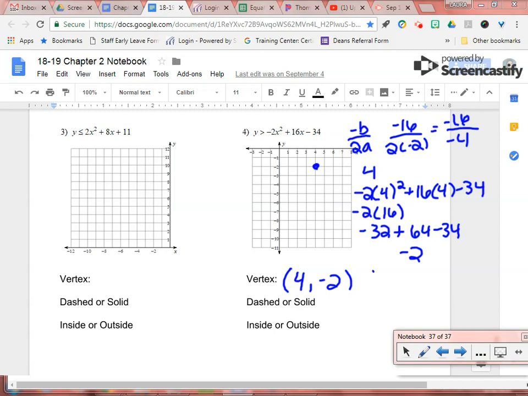On this one, your a value is negative 2. So we're going down 2, then down 6. So down 2 over 1 in both directions. Then from that point, 1, 2, 3, 4, 5, 6, and over 1 in both directions. Deciding if it's dashed or solid, it's greater than. So that means it's going to be dashed.